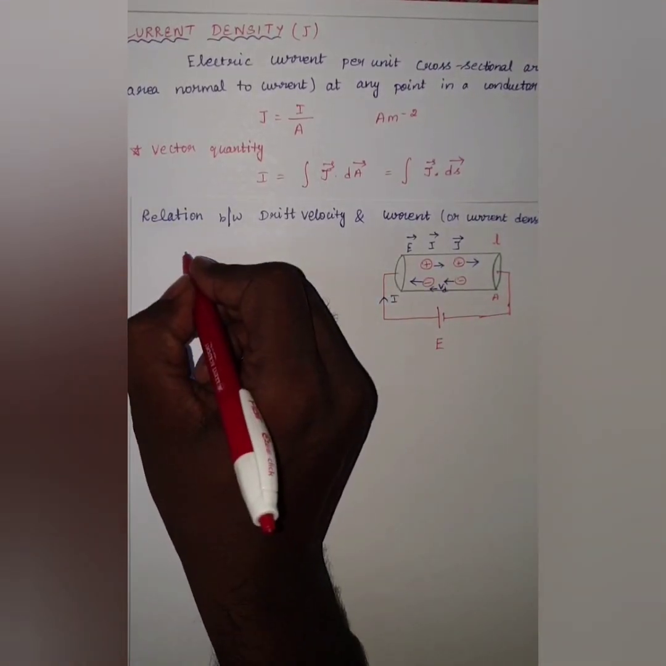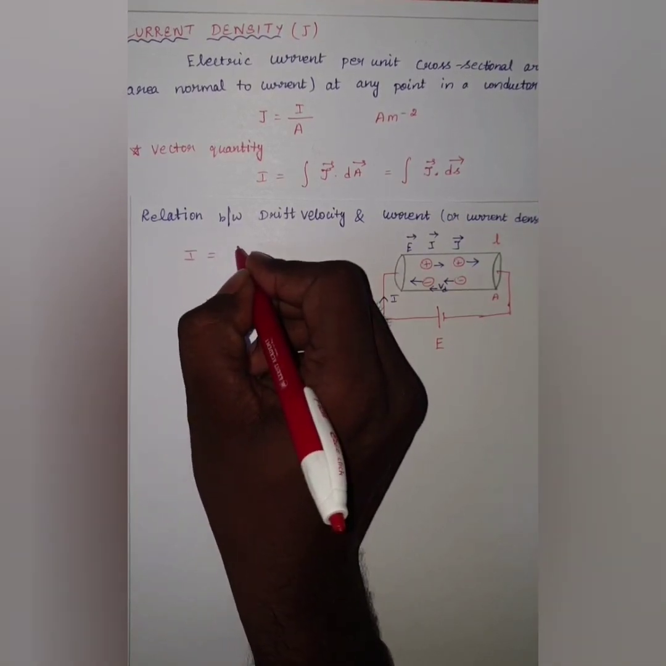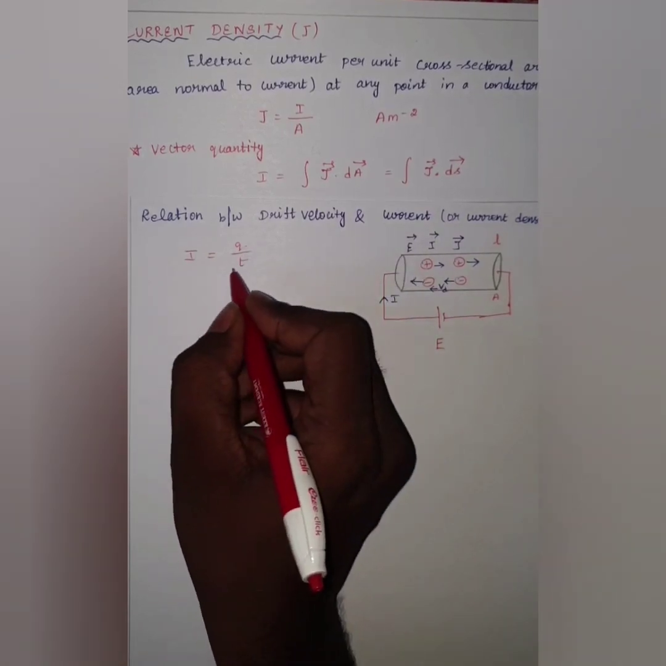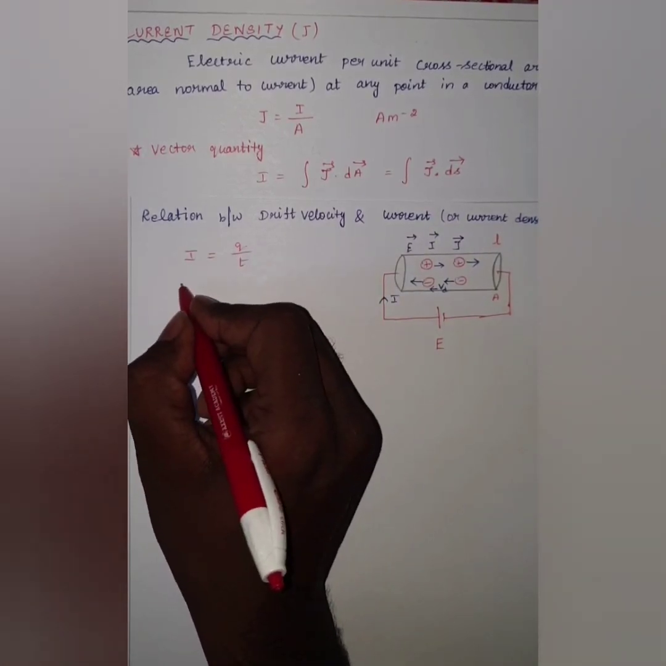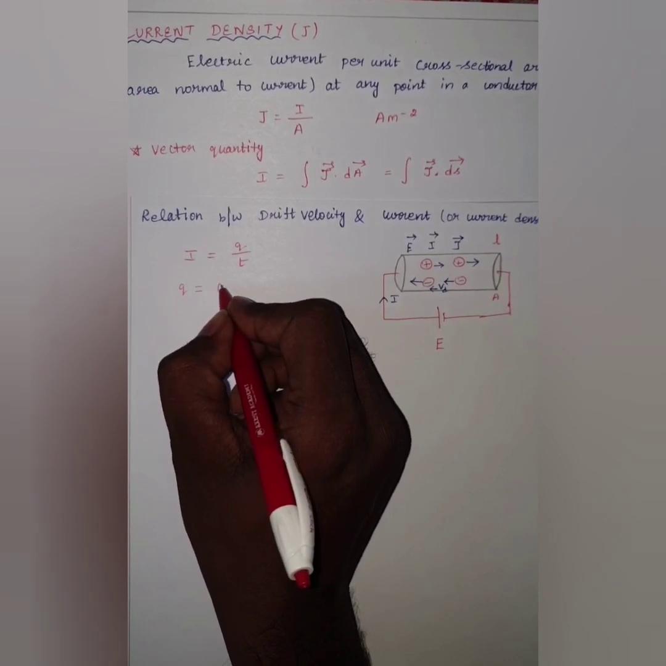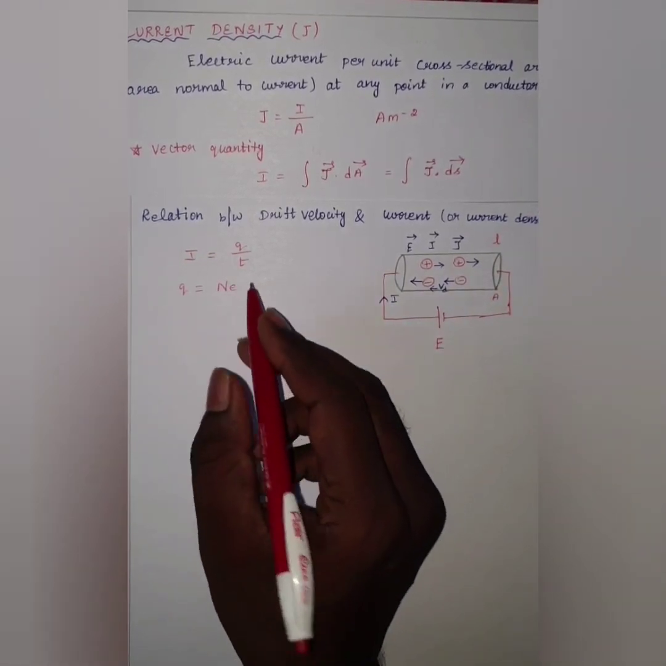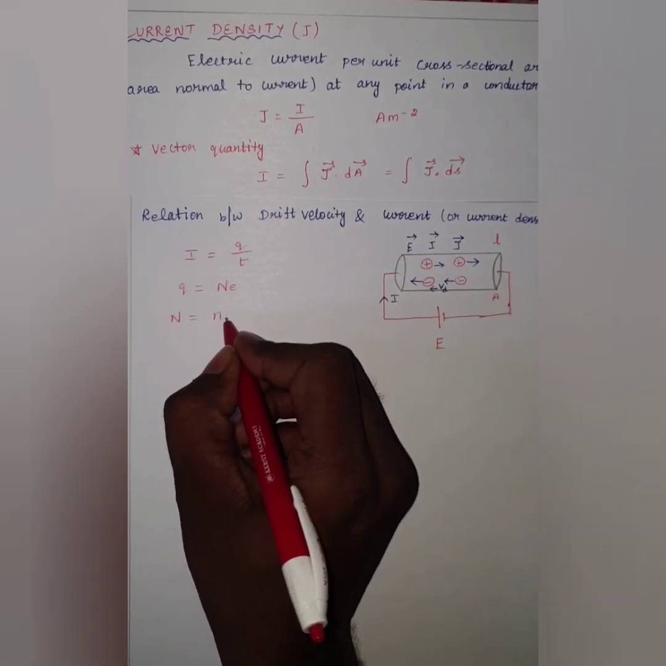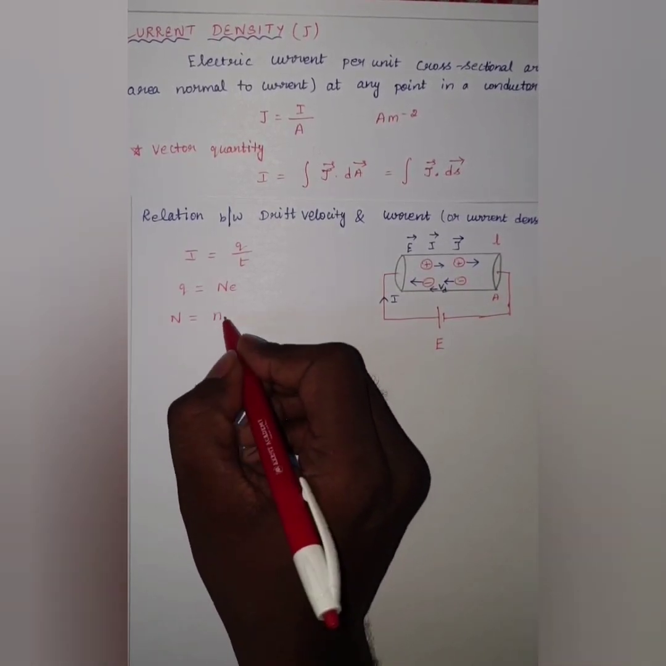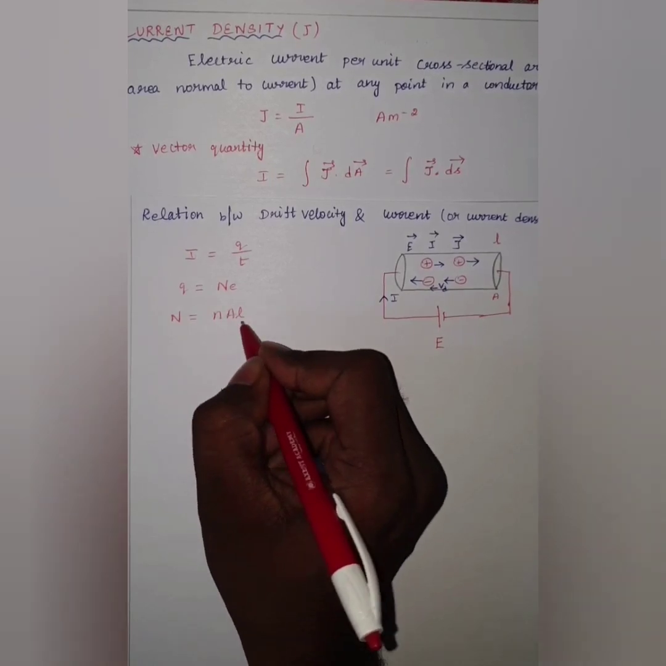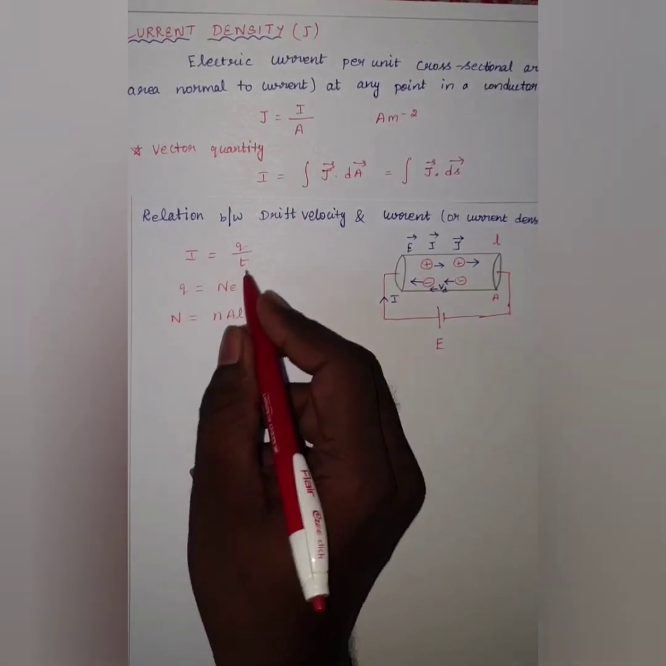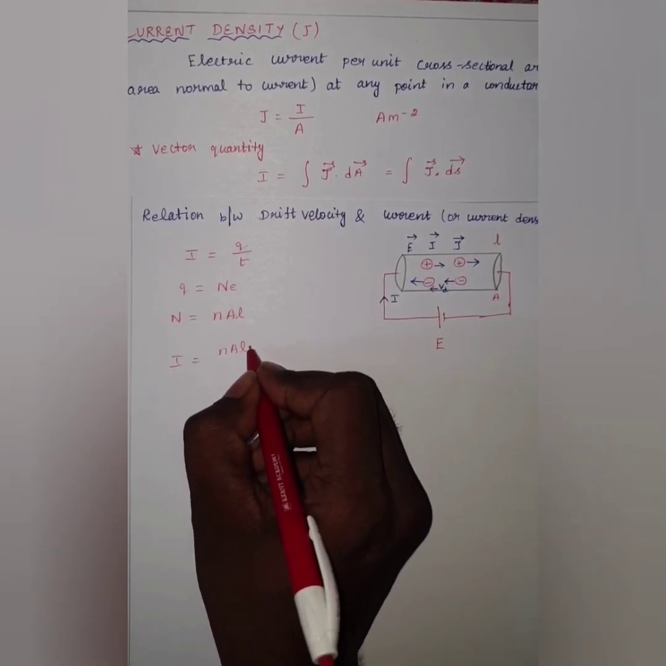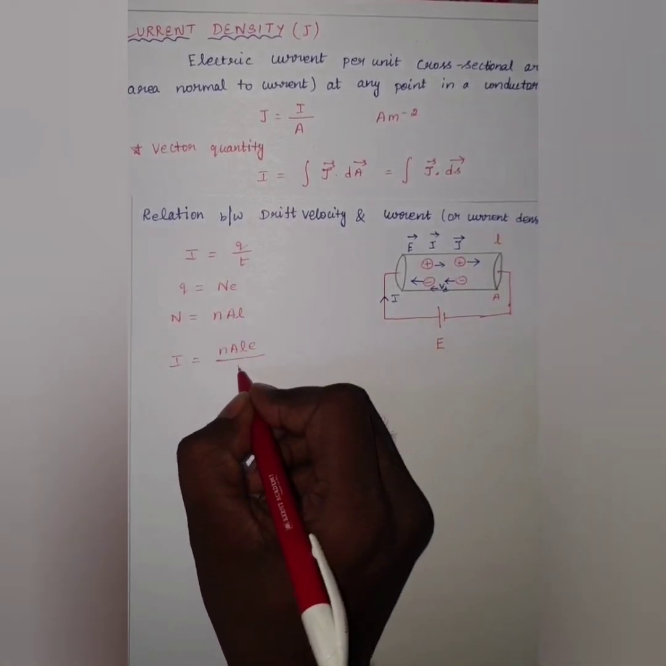We know the general formula I is equal to Q by T. First I want to find Q. Q is the total number of electrons times the charge carried by one electron. The total number of electrons is the number of electrons per unit volume, N, times area times length. Area into length is nothing but volume. So I can replace this: I is equal to N into A into L into E divided by T.